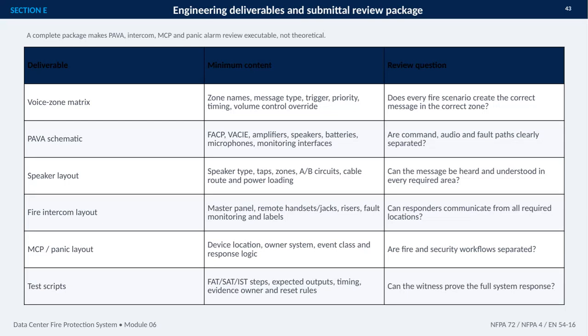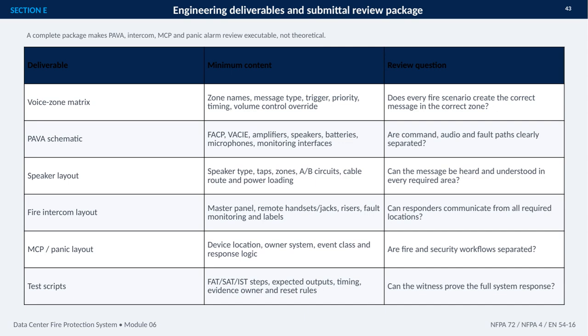This section focuses on the engineering deliverables and submittal review package needed to make system review executable rather than theoretical. The central idea is traceability. Every fire scenario should connect clearly to the equipment, the message, the affected zone, and the test evidence.